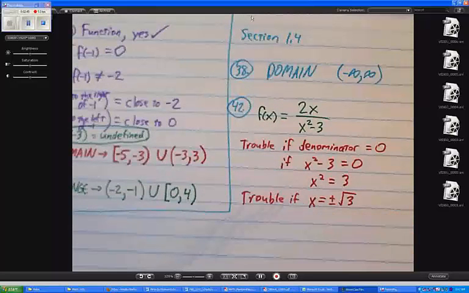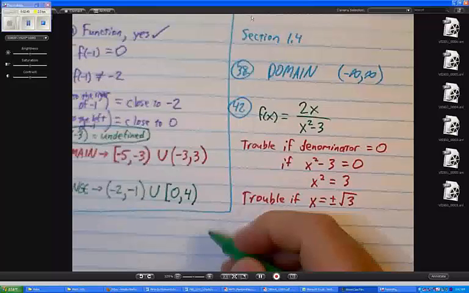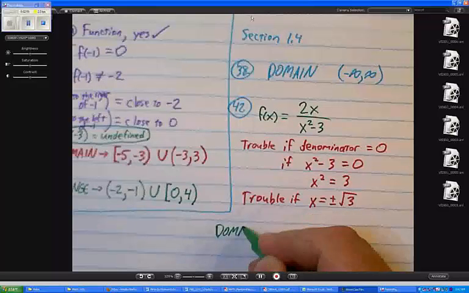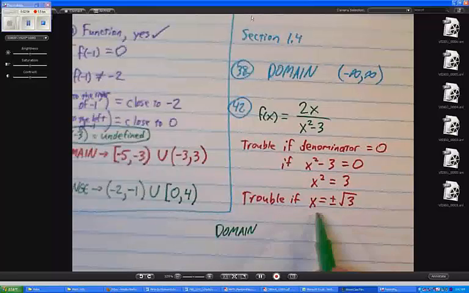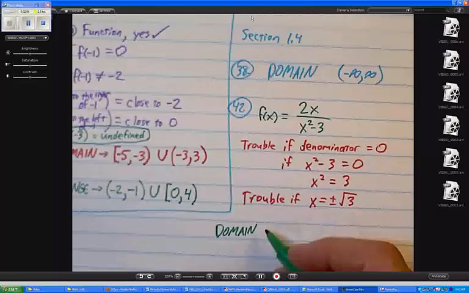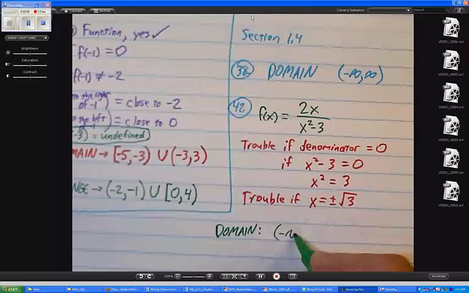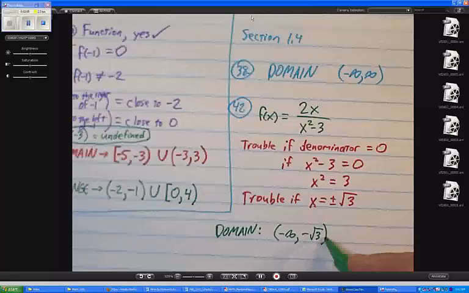if that happens. So when I want to list the domain, I want to avoid those. And so I think a nice way to say it would be you're going to go from negative infinity up to, say, negative square root of 3. But I'll put a parentheses. Why? Why did I put a parentheses? Do we want to include negative square root of 3? No, that gives me trouble.